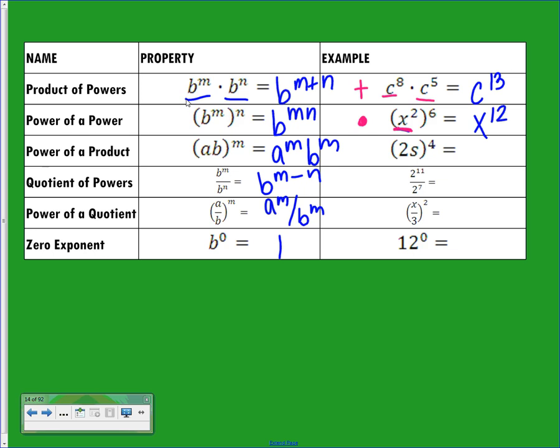Power of a product just means I need to distribute. So I need 2 to the 4th, s to the 4th. So my final answer would be 16 s to the 4th.